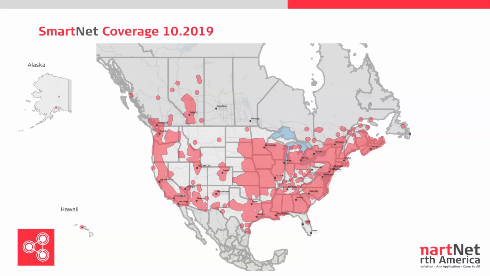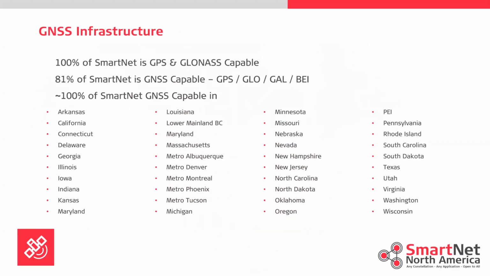Our coverage hasn't changed dramatically in probably the past 12 to 15 months, primarily because we've also been working on an infrastructure upgrade program to try to get us to a full GNSS capability. So we launched GNSS corrections back in 2017, and we've been working to really roll this out on a mass scale. Currently, 100% of SmartNet is GPS and GLONASS capable, meaning that you'll get both the GPS and the GLONASS constellation when connected to the appropriate mount point. And approximately 81% of SmartNet is GNSS capable, meaning GPS L1, L2, L5, GLONASS, Galileo, and Beidou.